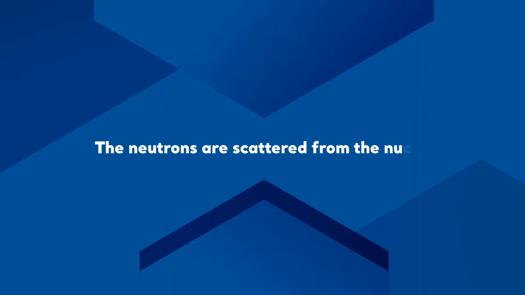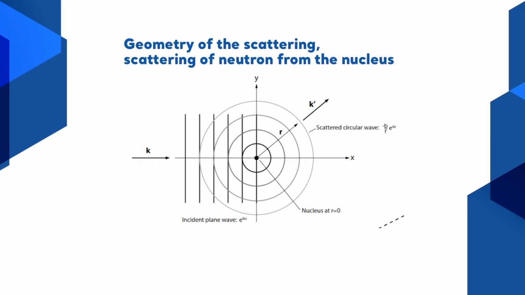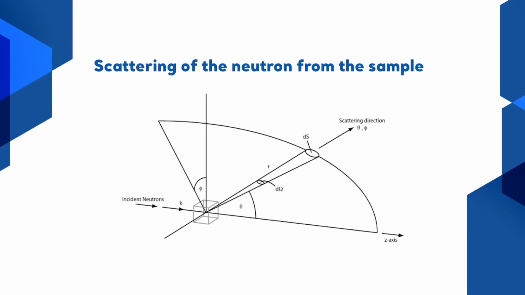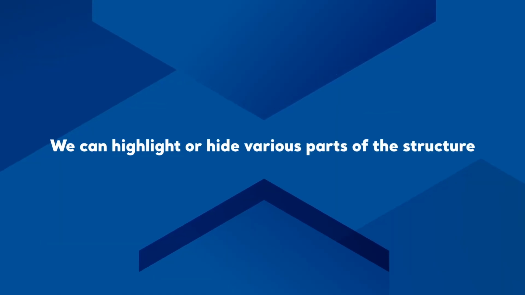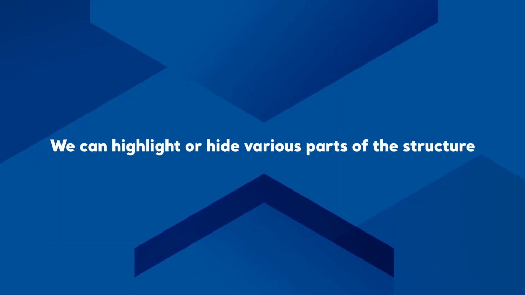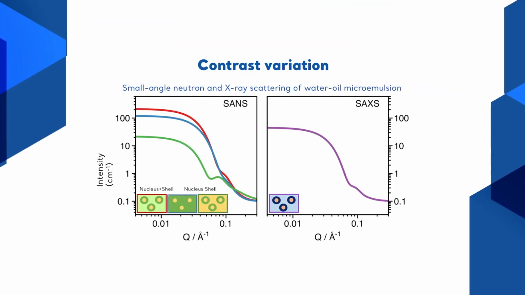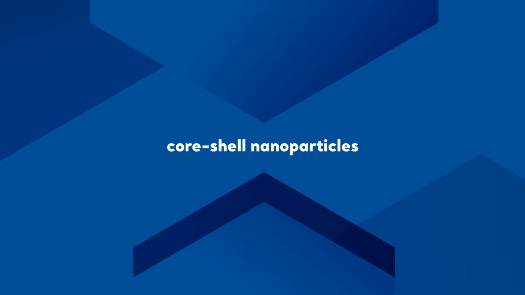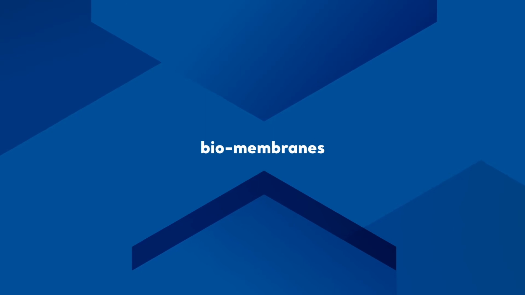The neutrons are scattered from the nuclei. Therefore, they are sensitive to the particular isotopes of the elements. We can replace the hydrogen atom by its isotope, the deuterium, which is called contrast variation method. In this way, we can highlight or hide various parts of the structure. Doing several such measurements, we get detailed information on multi-component systems. In colloidal science, such examples can be various hollow or core shell nanoparticles, or block-copolymer micelles, or biomembranes.